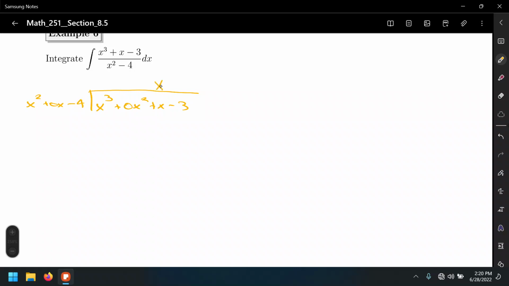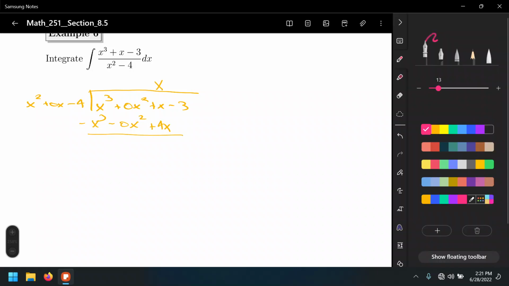So in this case, x times x squared is x cubed. x times 0x is 0x squared. And x times negative 4 is negative 4x. But recall that we always change the sign of what we get, because technically we're subtracting, and by subtracting, that changes the sign. So then this is 0 minus, and that becomes a plus. Here, notice how the cubes cancel.